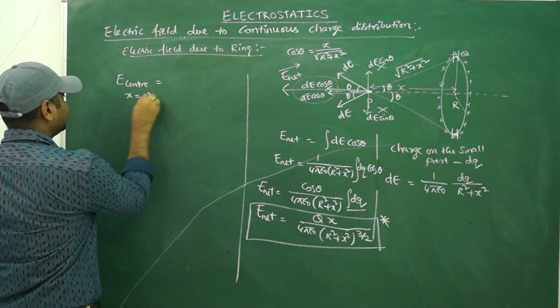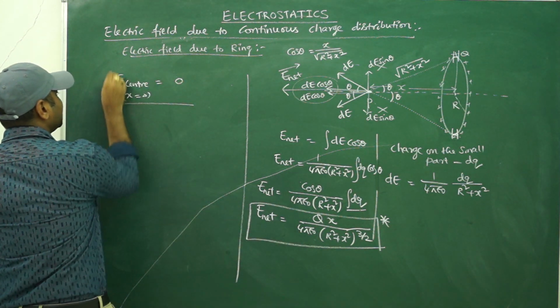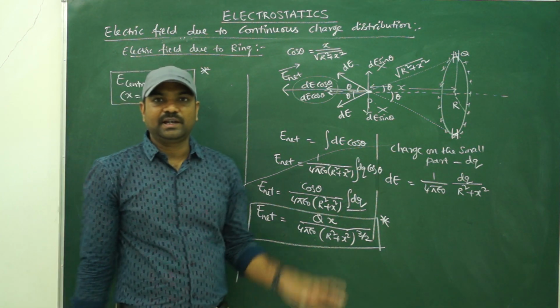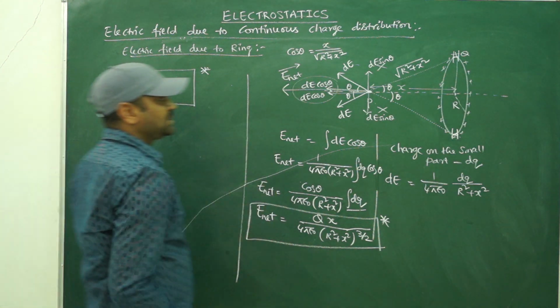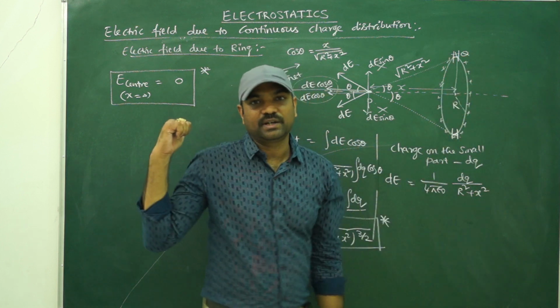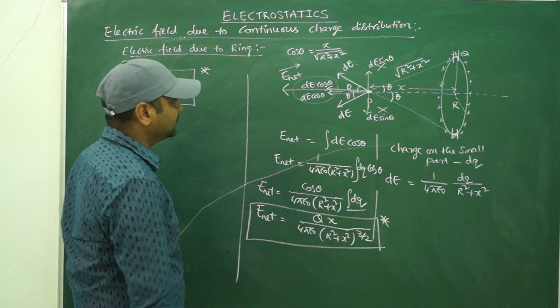So if I keep x value 0 in the expression, then you will get automatically 0. So this is the one point you need to directly remember: field at the center of the ring is 0. Okay, and remember this is uniform distribution. If it is non-uniform distribution, then you don't get field value 0. If it is uniform distribution, then only you get the field value 0.